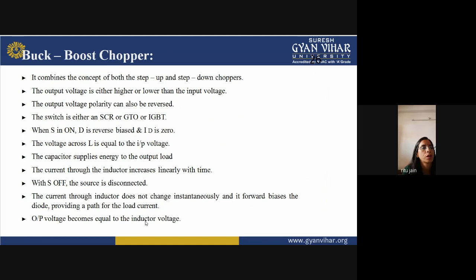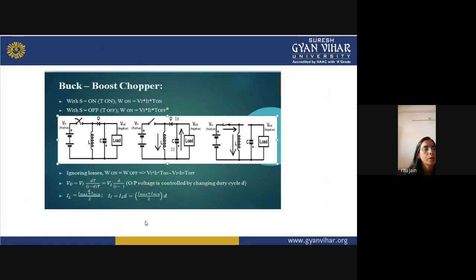The current through the inductor increases linearly with time. With S off, the source is disconnected and the current through the inductor does not change instantaneously, and it forward biases the diode, providing a path for the load current, and the output voltage becomes equal to the inductor voltage. So this is your buck boost chopper.